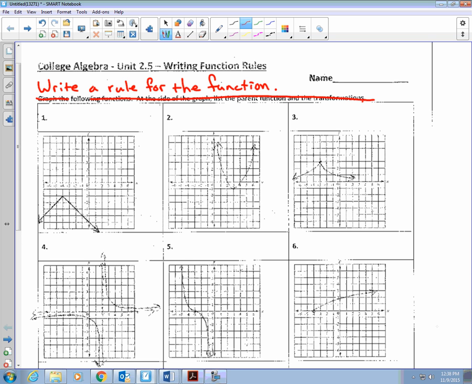For number one, you should recognize that this comes from y equals the absolute value of x. There are three different transformations that take place for this one. What are they? Left 4, down 2, and a vertical flip. So you're going to have x plus 4, then minus 2 for down 2, and then it's a vertical flip, so you get a minus in front of the function. What do you think? Can you do that?